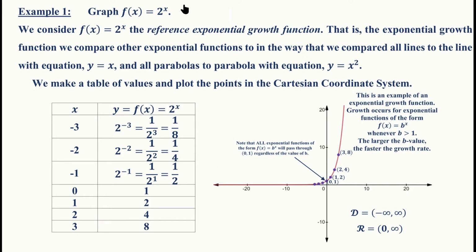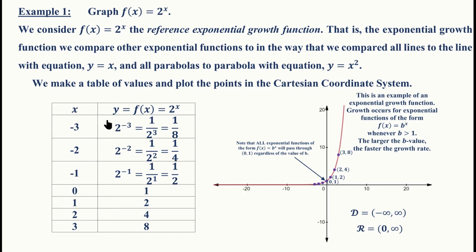In order to graph exponential functions, we'll basically set up a table of values and plot like with any other function. This f of x equals 2 to the x is often referred to as the reference exponential growth function. The reason we emphasize growth is because sometimes exponential functions can describe decline as well. So in this case, we're looking at an exponential growth situation. And if we just pick a few values, here are the x values, -3, -2, -1, all the way up to 3.